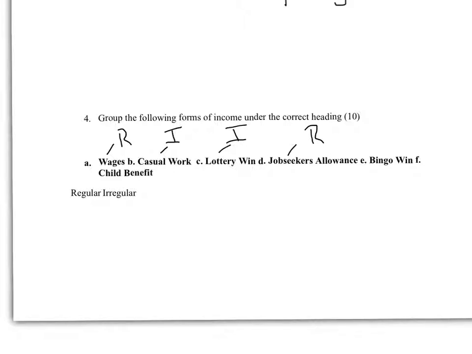A bingo win, you might go to bingo 52 weeks of the year. You might only win it once. You might only win it twice. You cannot rely on winning on bingo every single week. Therefore, that would be irregular. And finally, child benefit, again, you collect every week. So that will be regular.